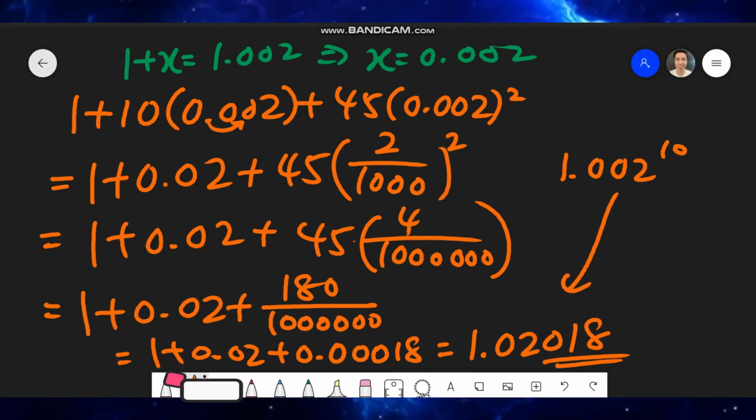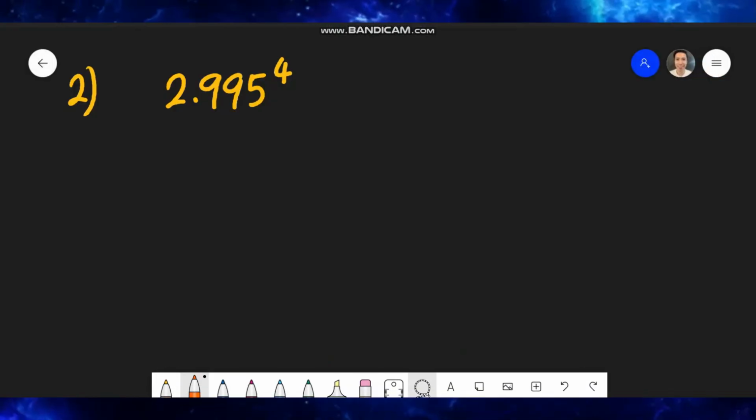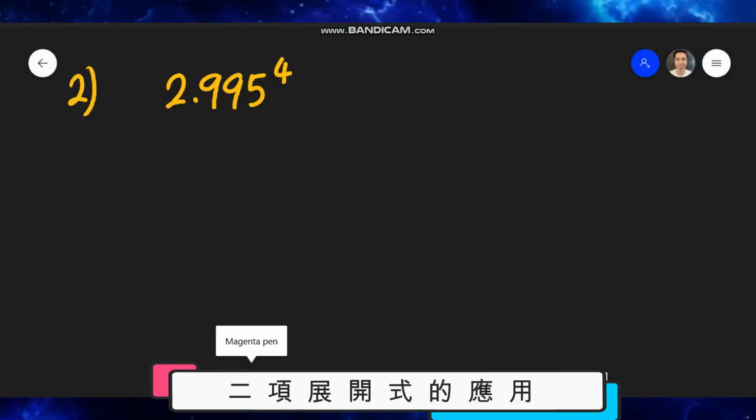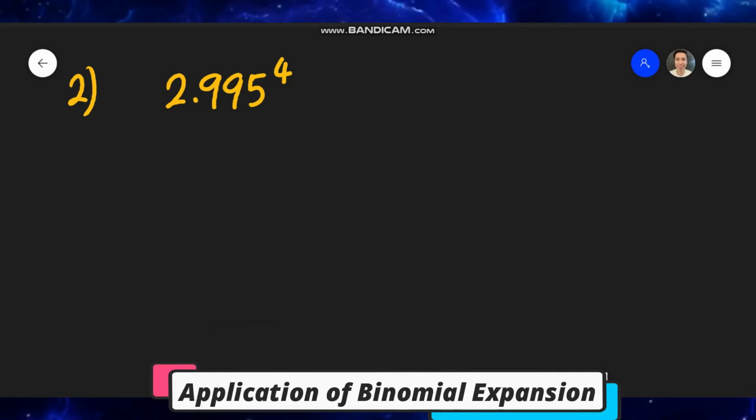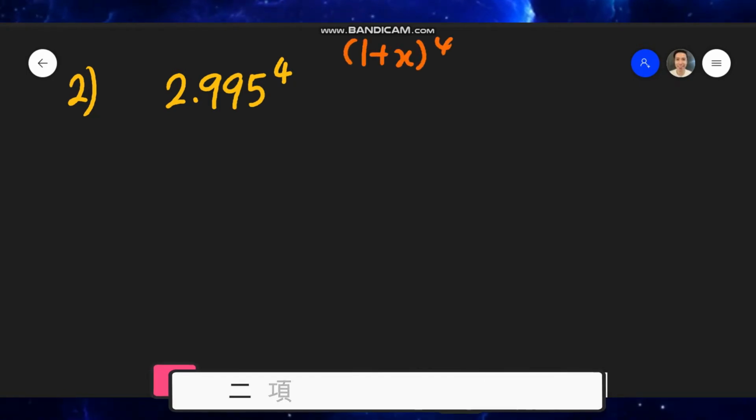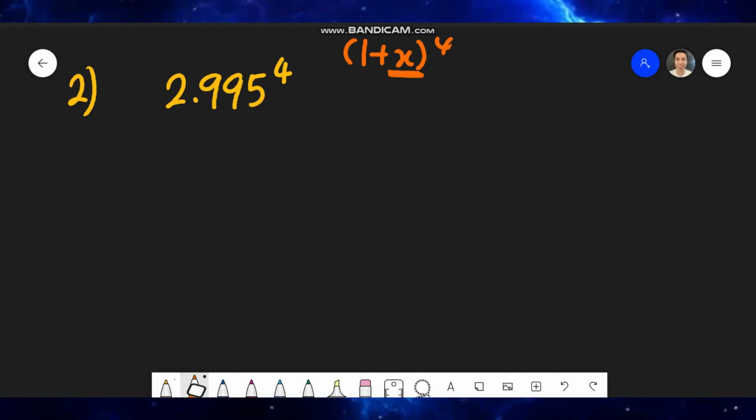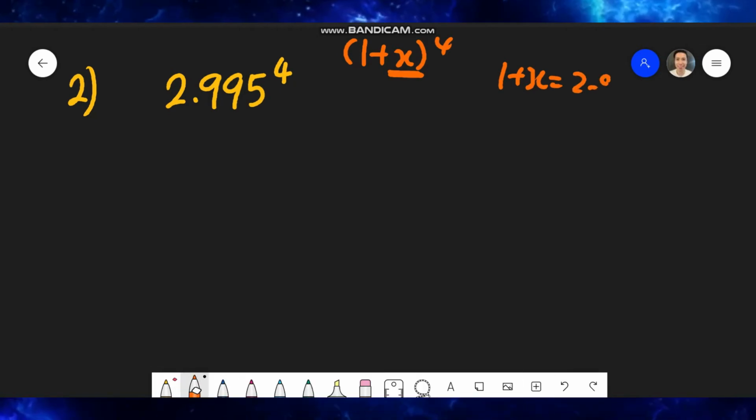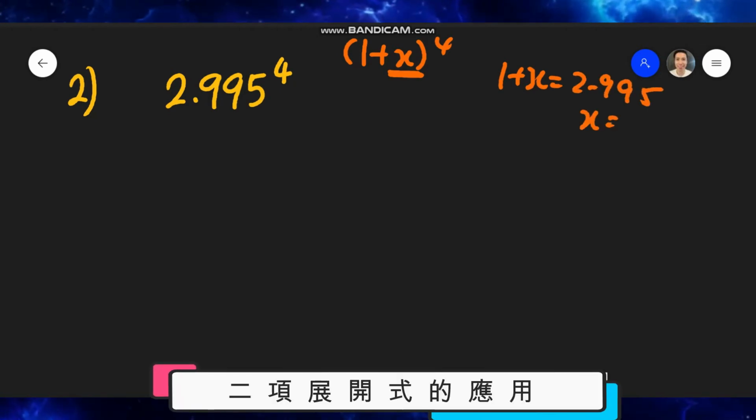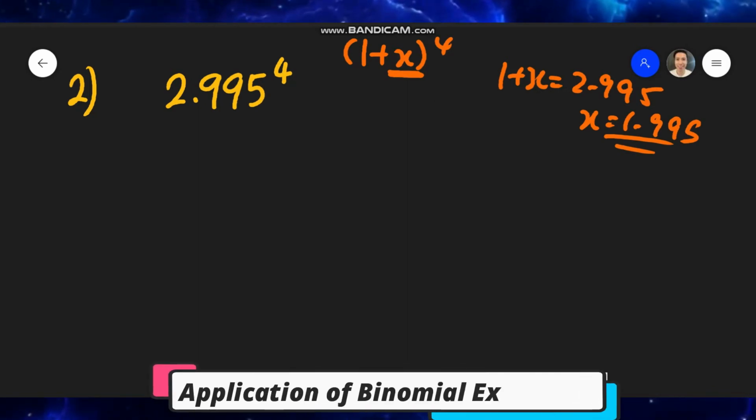Alright, so next part, let's look at the second question here. So what if we have 2.995 to the power of 4? And if let's say we use back the same concept just now, we start from 1 plus x to the power of 4, right? Then our x will be so big, right? So can you just try to imagine that we make it become 1 plus x equals to 2.995, and our x will be 1.995, right? So if you use this value, then it's very difficult for us to calculate the answer, right?